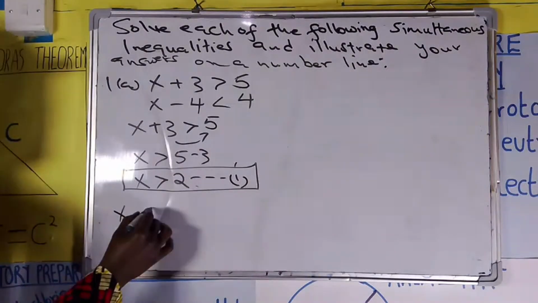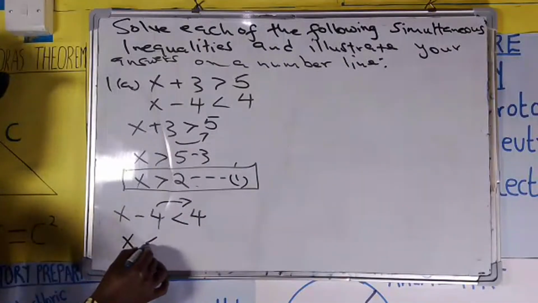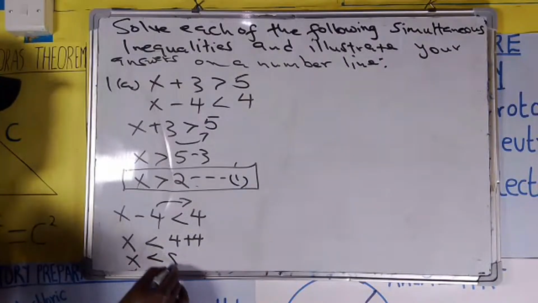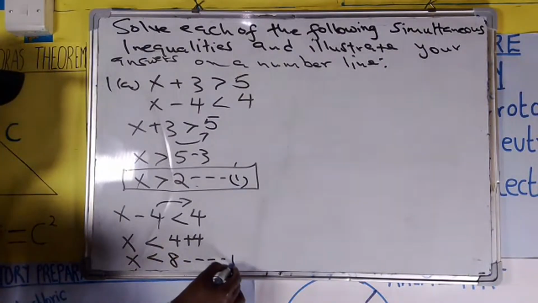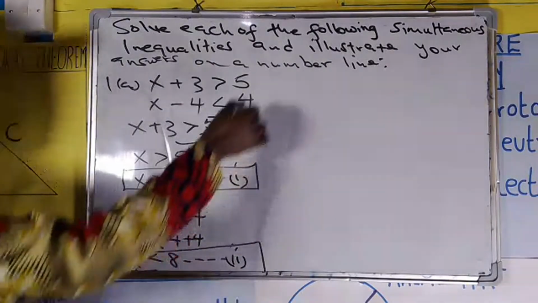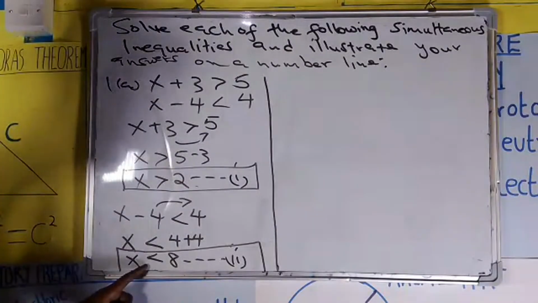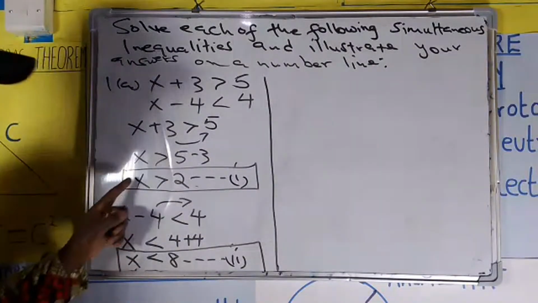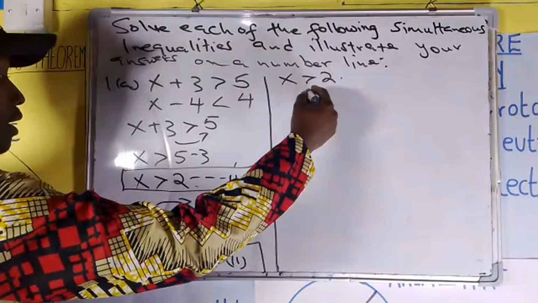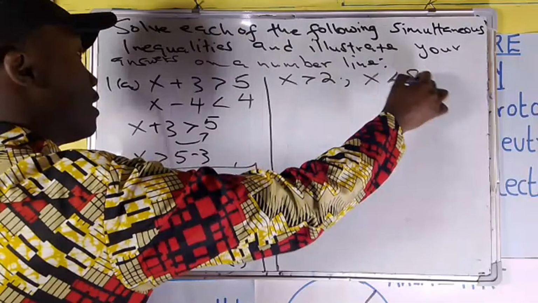Alafu tuchukue ya pili, x minus 4 is less than 4. Tupeleke hii huko, tubaki na x is less than 4 plus 4. So x is less than 8. Hiyo nayo itupatie ya pili. Tukipata hiyo, combine hizi mbili pamoja. Ucombine x is greater than 2 na ucombine x is less than 8.